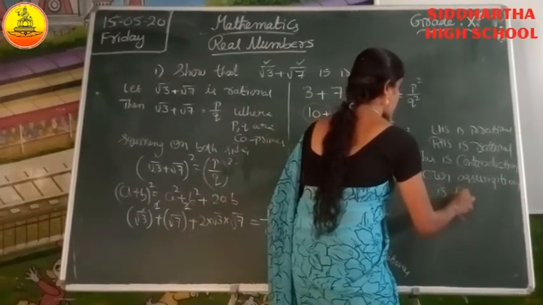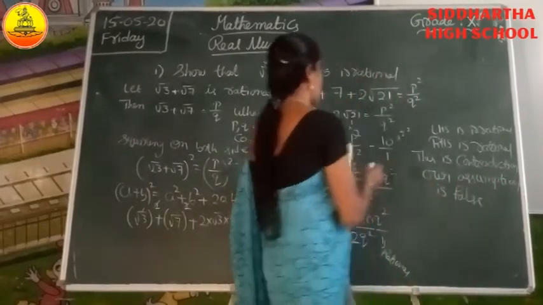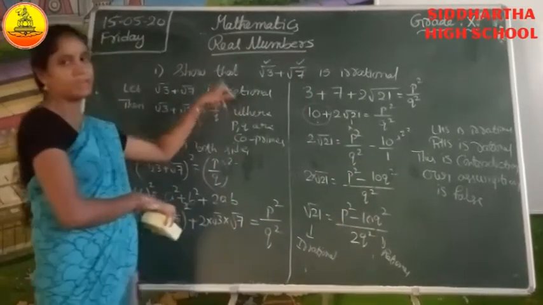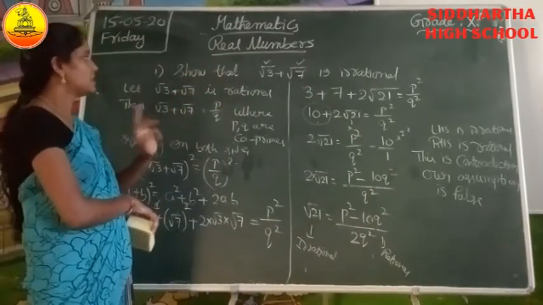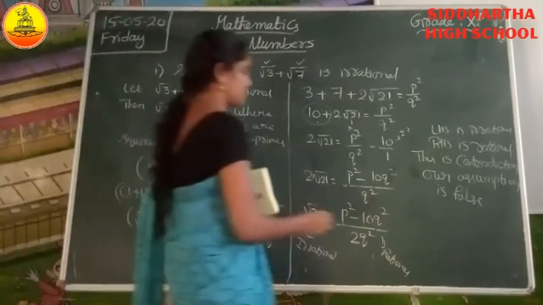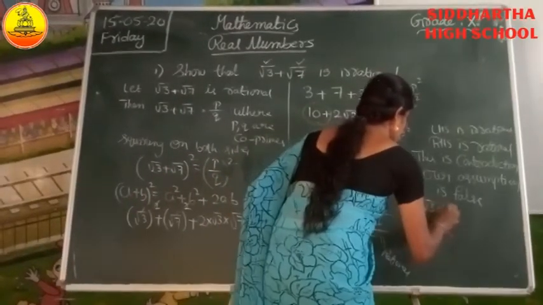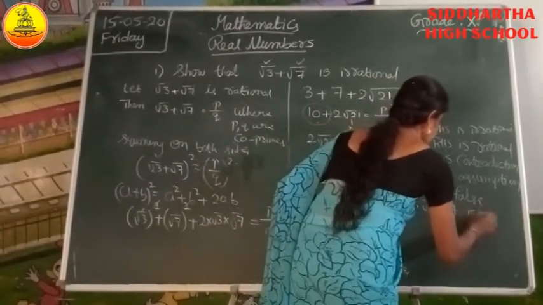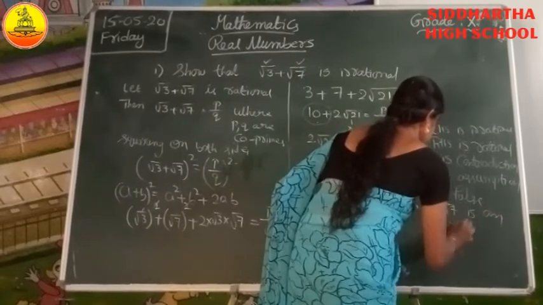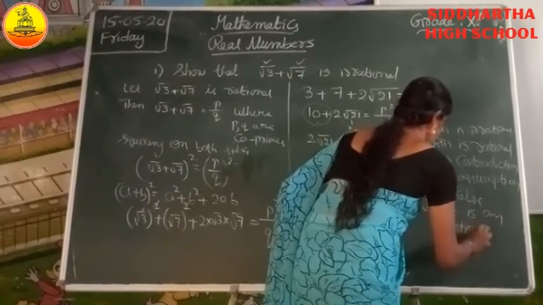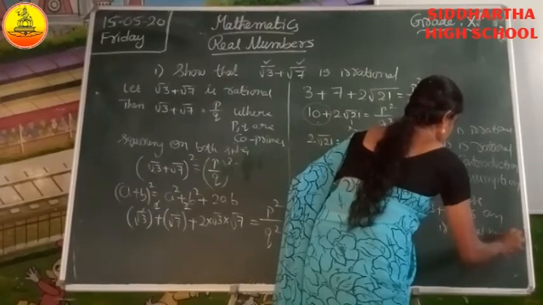That means what we thought, that it is a rational number, is false. If it is false, it is an irrational number. Therefore, root 3 plus root 7 is an irrational number. Did you understand, children, how to solve this type of sums?